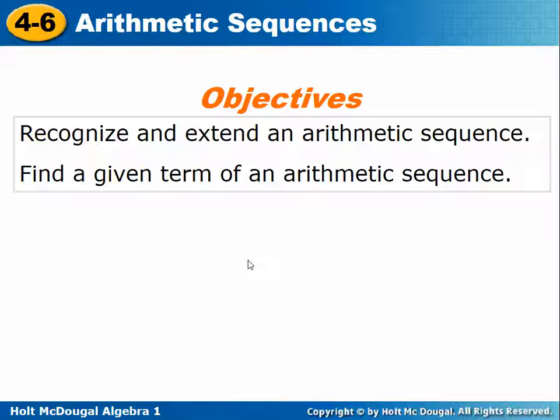This is from Chapter 4, Section 6 of your textbook, and our objectives are to recognize and extend an arithmetic sequence. That's when it says to write the next three terms, and also to find a given term of an arithmetic sequence, like maybe the 100th term.